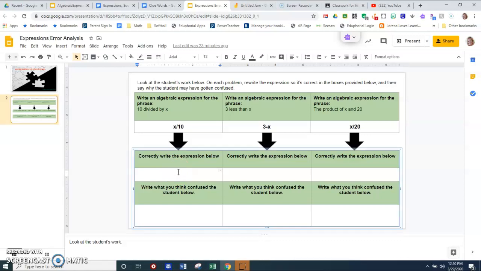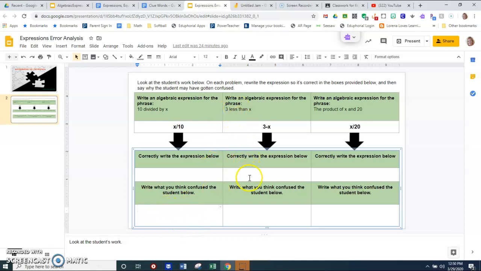You can just type into the box. And then I want you to write what you think may have confused the student. Just do your best. Try to make complete sentences. It's okay if you don't. I will not count off for spelling. But if you put I don't know, I will count off for that. So I don't know is not an option, or a question mark. There does have to be an explanation in this box.